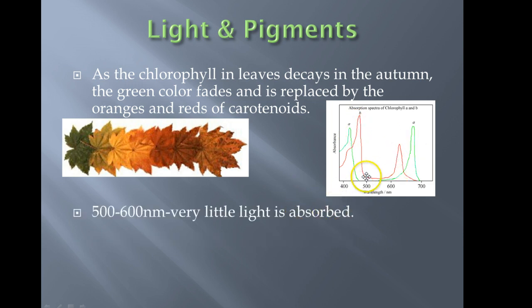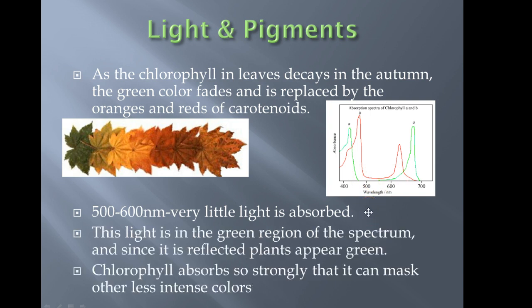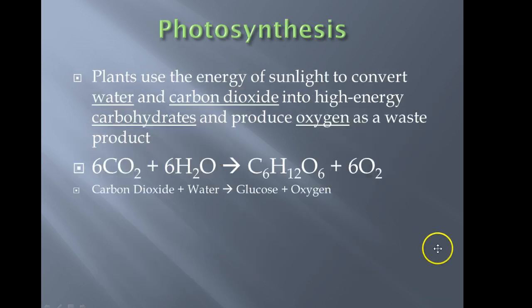Right here, from 500 to 600 nanometers, very little light is absorbed. I just talked about that one being green. Chlorophyll absorbs so strongly that it can mask other less intense colors. So that's why you don't see these colors when you look at a plant.